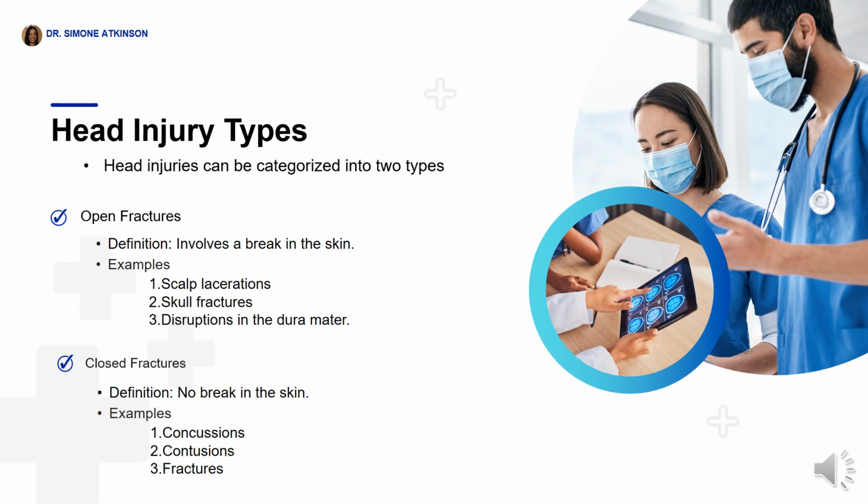Head injuries can be categorized into two types. The first type is an open fracture, which entails a break in the skin and includes injuries such as scalp lacerations, skull fractures, or disruptions in some part of the dura mater. On the other hand, closed fractures do not involve a break in the skin, but encompass concussions, contusions, and fractures.